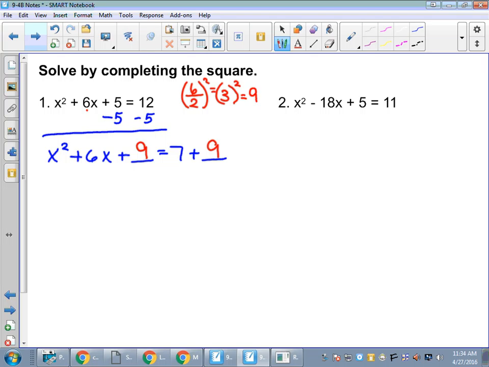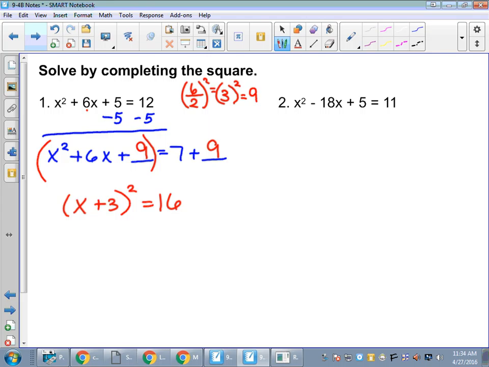By doing that, I created a perfect square trinomial here. And so it factors to something squared. What multiplies to give me 9 and adds to give me 6? x plus 3, or the quantity x plus 3 squared. On the right-hand side, 7 plus 9 is equivalent to 16.